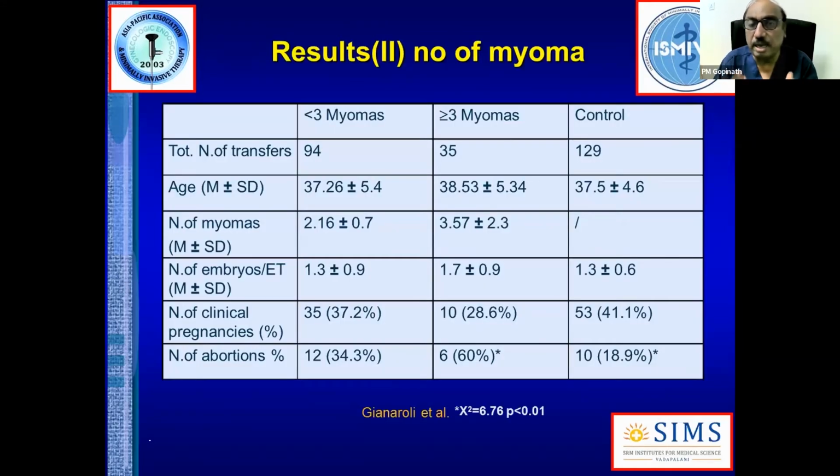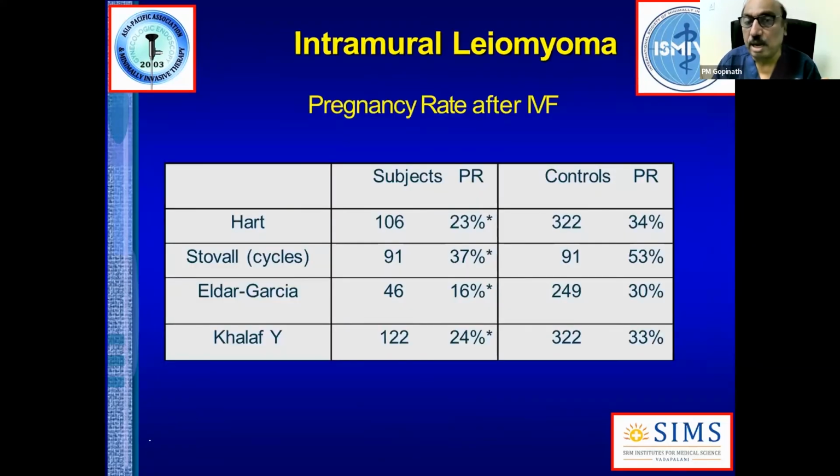So this is again looking at the number of fibroids. The second column is less than 3 myomas, and the third column is more than 3 myomas. You will see that the number of abortions is about 34.3% if it is less than 3, whereas when it is more than 3, it goes as high as about 60%. This again shows the importance of treating myoma before you go for an IVF.